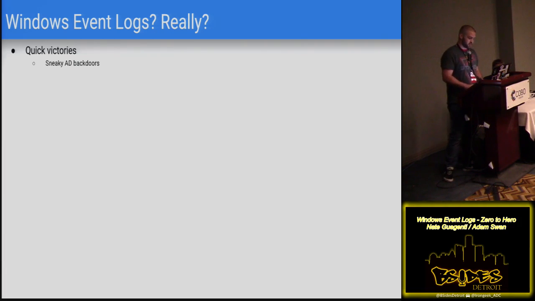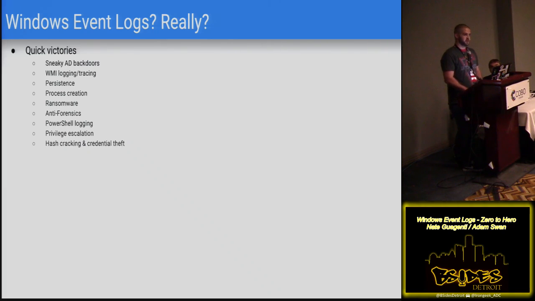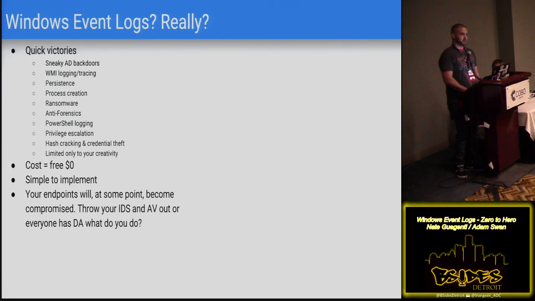It's going to allow you to detect things like sneaky backdoors. We've written detections for event tracing for WMI, persistence, process creation, ransomware, anti-forensics, PowerShell logging, escalation, and then things like hash cracking for Kerberos. And the possibilities are endless. So the cost is free. It's simple to implement through group policy.